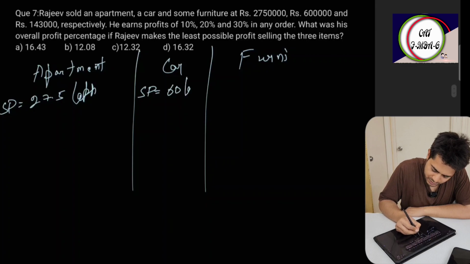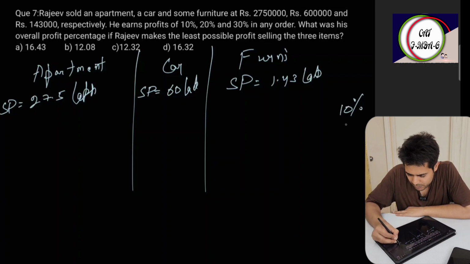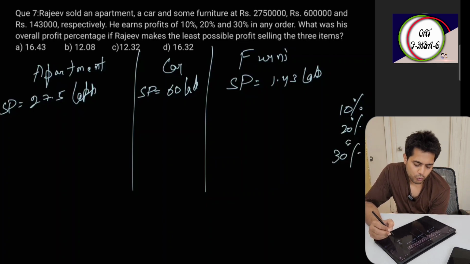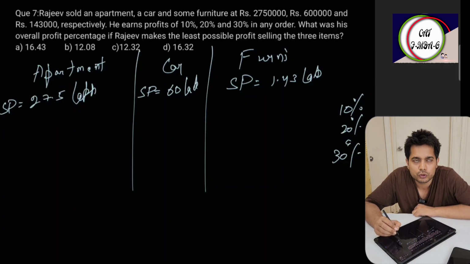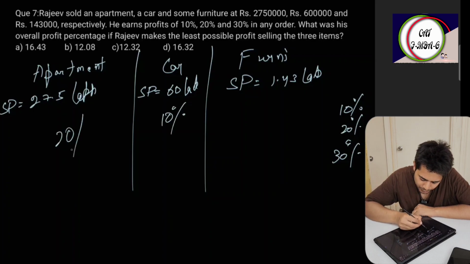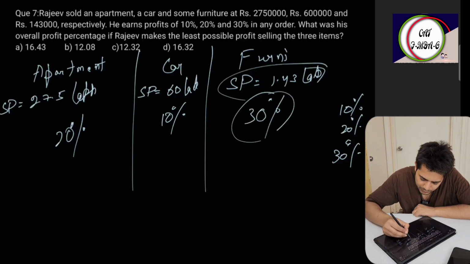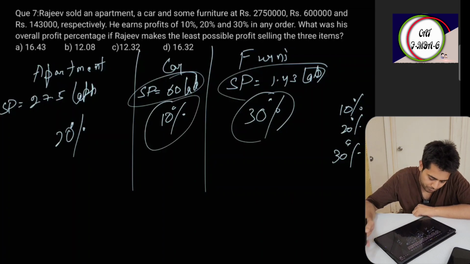Now car selling price is 60 lakhs. Furniture selling price is 1.43 lakhs. Now he gets profit at 10%, 20% and 30% in any order. What was the overall profit percentage if Rajiv makes the least possible profit selling the 3 items? So to make the least possible profit, he has to assign 10% here, 20% here and 30% here. To the minimum assign maximum, to the maximum assign minimum, then only he can get least possible profit.